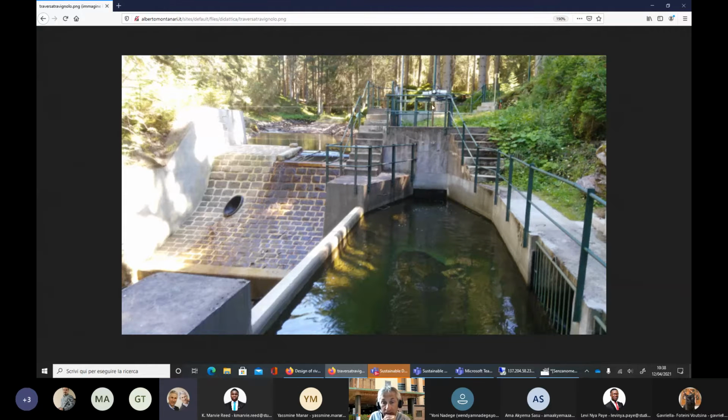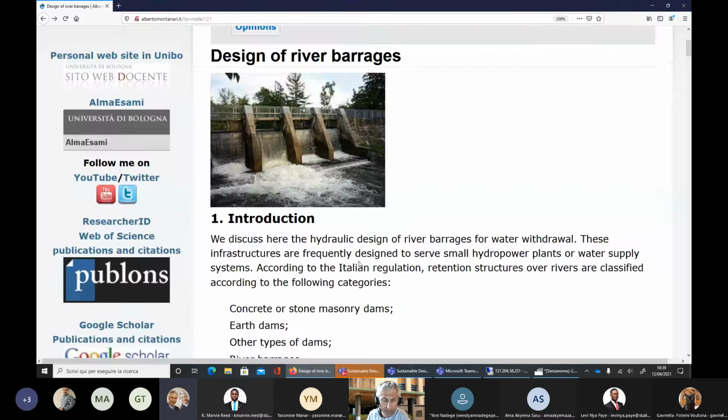And you see that there is a gate here, look at my mouse, in order to close the diversion. And why do we need to close the diversion? For instance, for cleaning the tank, or we need sometimes to close the diversion when there is a lot of turbidity in the river. During floods, usually water diversions are closed. Okay, this is another example of a river barrage.